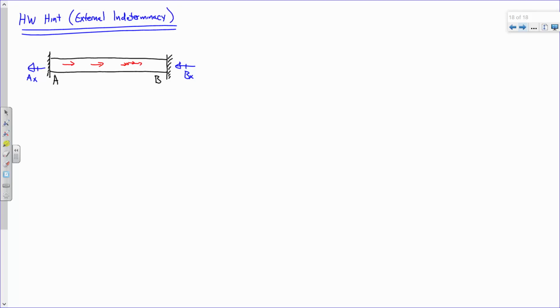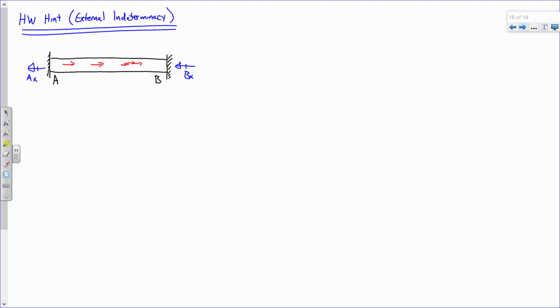Now, if I sum forces in the x direction, I'm going to get AX going to the left, BX going to the left, and all this other stuff going to the right. All it's going to tell me is that AX and BX have to add up to give me all of this. But it's not going to tell me what AX and BX are. It's just going to tell me that they have to sum up to balance those loads. So this is indeterminate, okay?